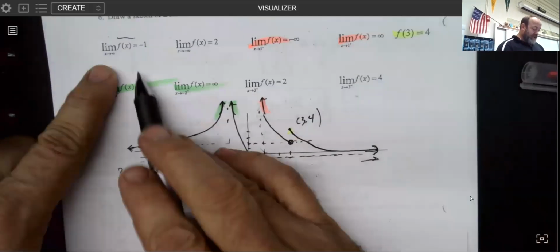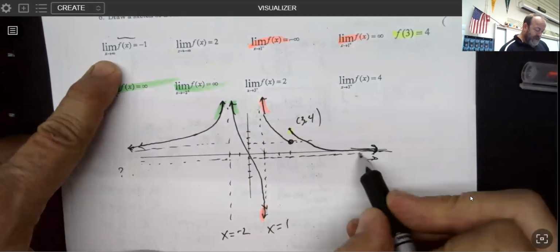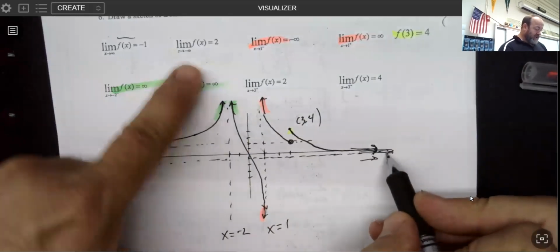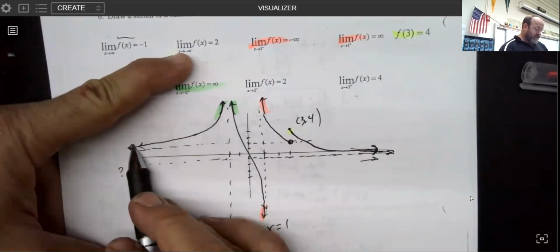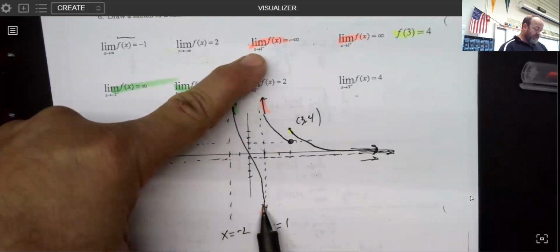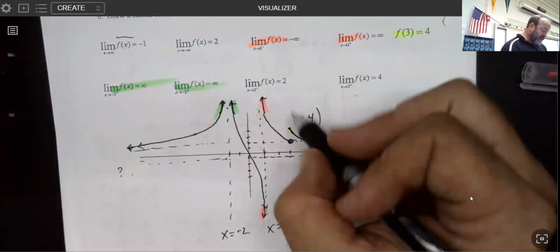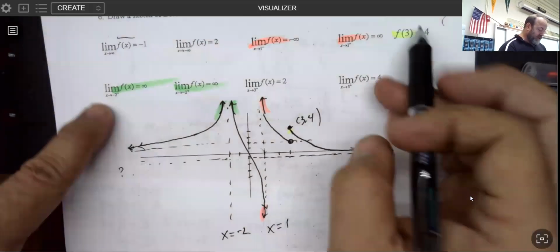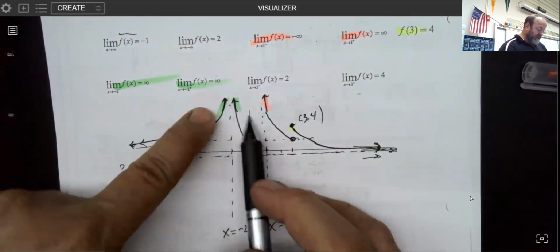As I go to infinity, over here, it's getting close to -1. That looks pretty good over here. Should maybe bring it down a little bit. As I go to negative infinity, it's going close to +2. As I approach 1 from the left, right here, it's going down. 1 from the right is going up. f of 3 itself is 4, a nice solid dot. As I get close to -2, from the left side and the right side, it's going up.